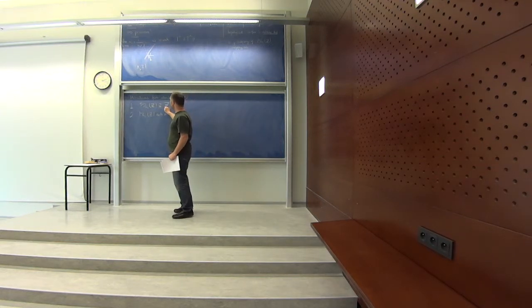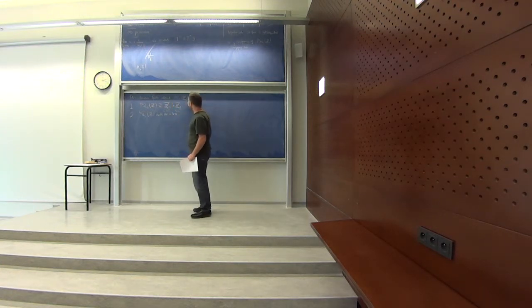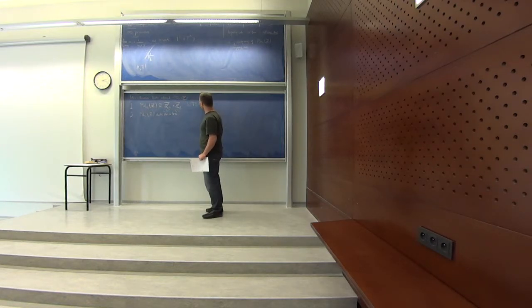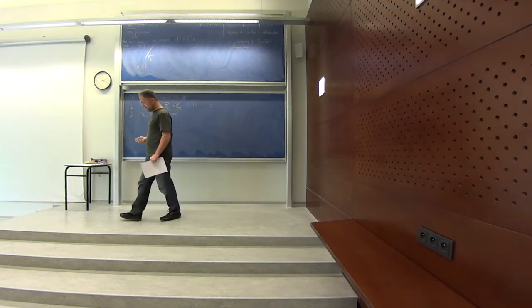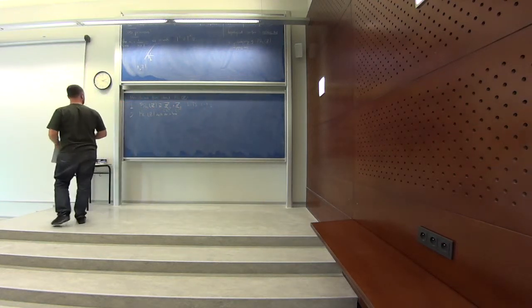So this subgroup is the subgroup generated by S, and this is the subgroup generated by L, where L is defined to be T times S, as in my last lecture. So this is the transformation which sends X to 1 minus 1 over X. And S is just minus 1 over X.